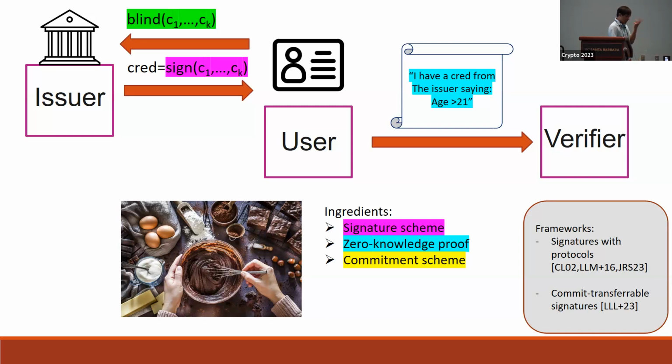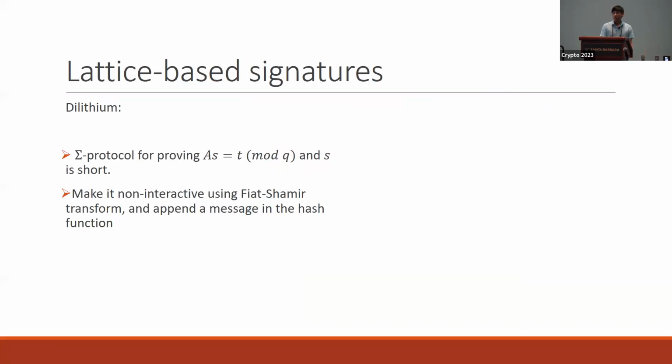If the goal is to build the most efficient anonymous credential or signatures with efficient protocols, then let's just instantiate all the best. We take the best available construction for each ingredient and just mix them, right? So let's try this. Let's start with the signature scheme. We look at the NIST standardized constructions from lattices.